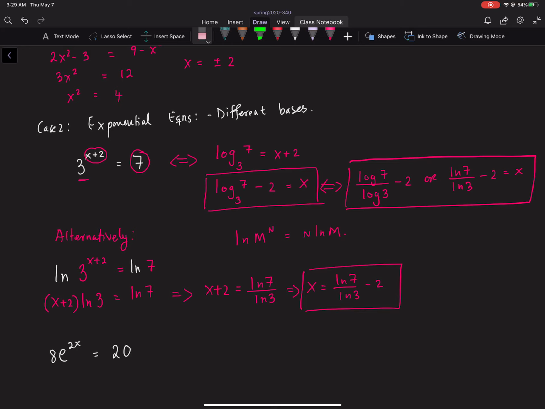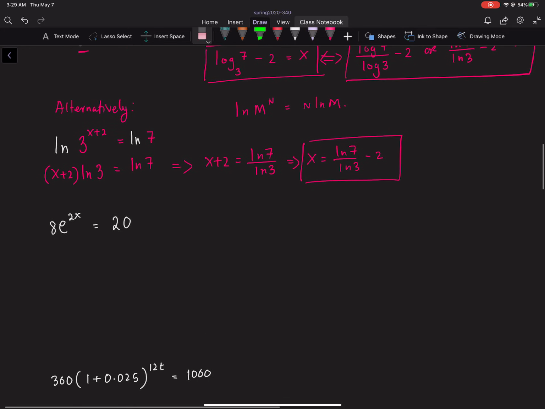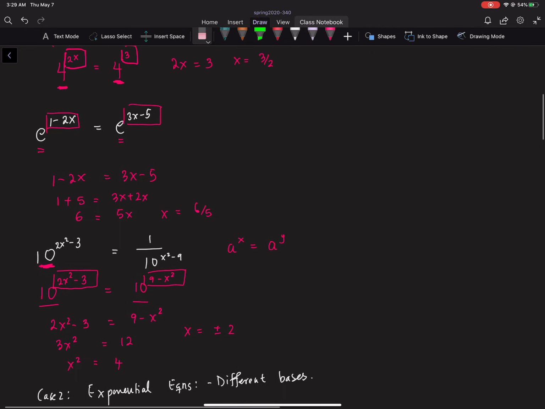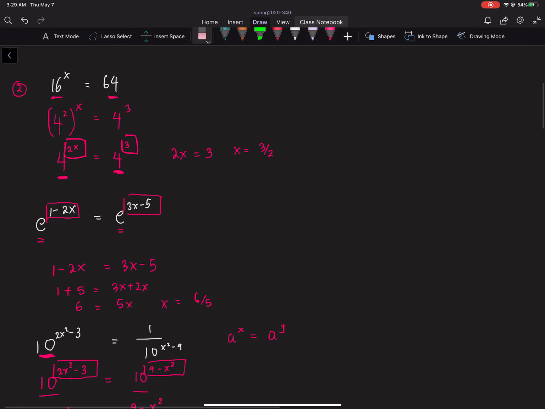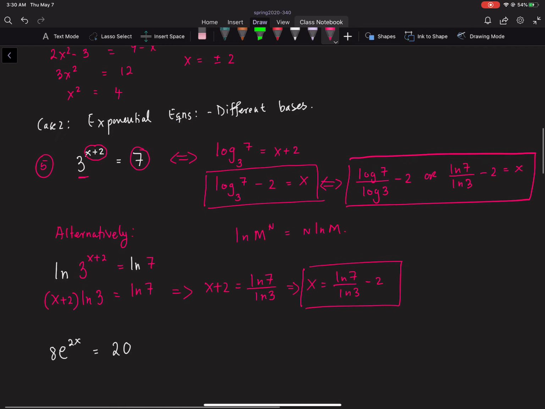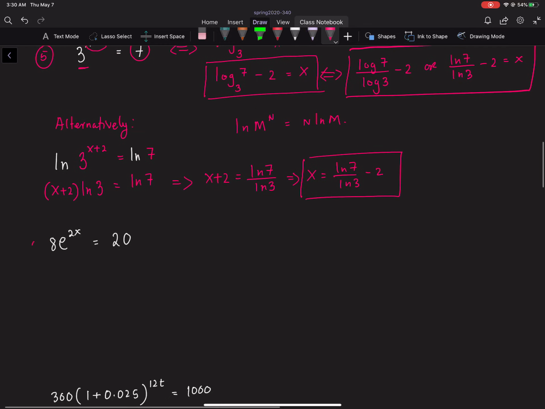Okay, let's look at the next case. I have 8e, so let's number this. I forgot to number that. This is example 3. That was example 4. This is example 5. Now let's look at example 6.